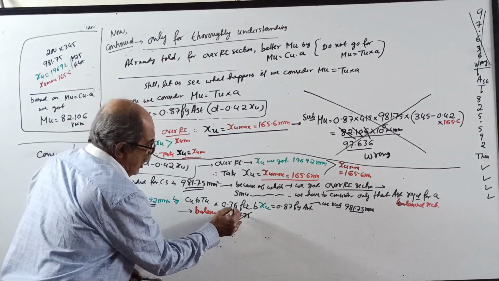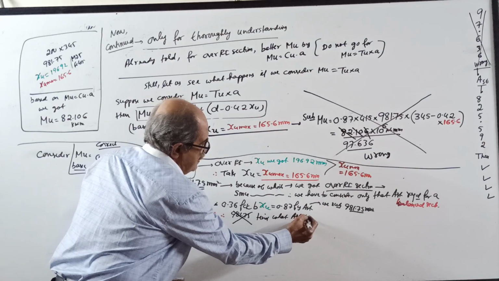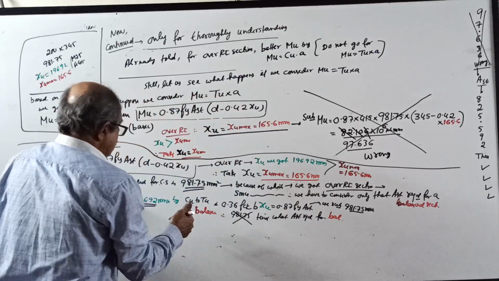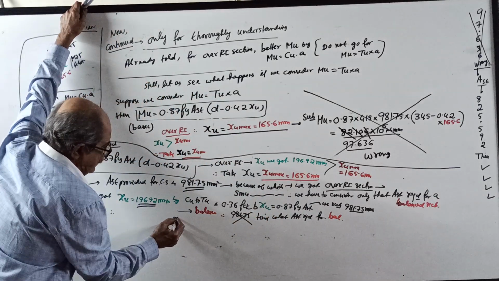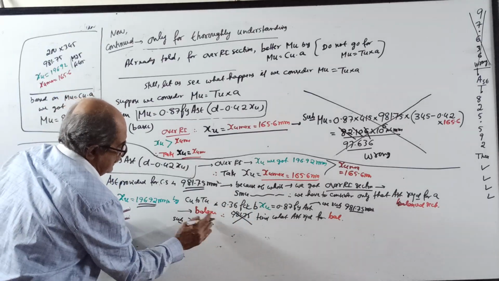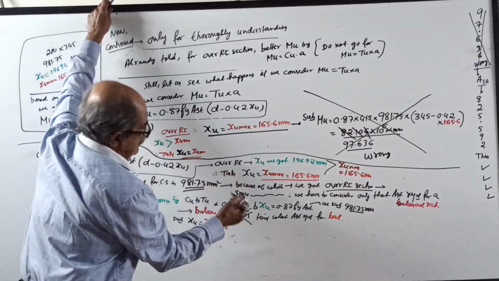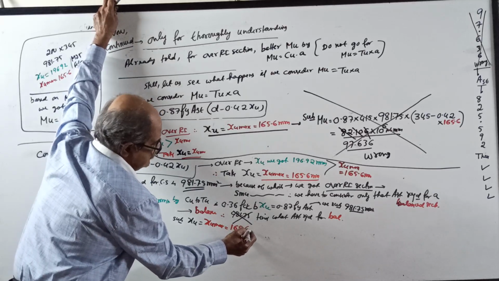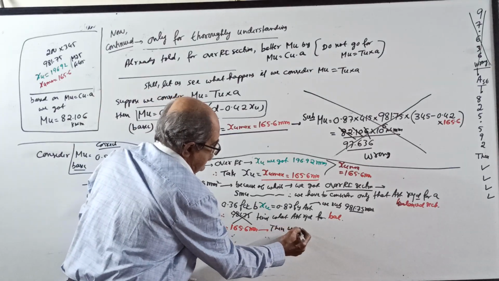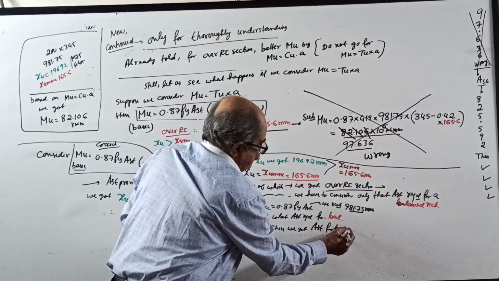981.75 mm square, we cannot use. Find what AST is required for balanced section. How to find it? Same this equation. Substitute your XU here. XU equal to XU max, red color. XU equal to XU max equal to, what is the answer? 165.6 millimeter. Then we get AST for balanced section.